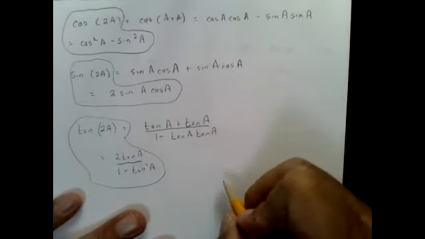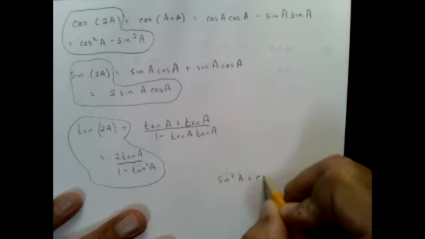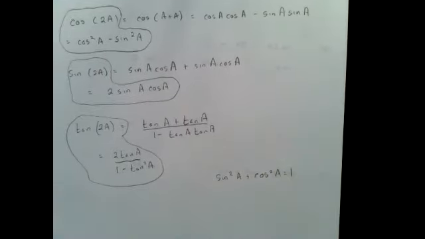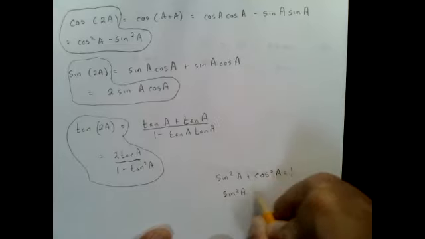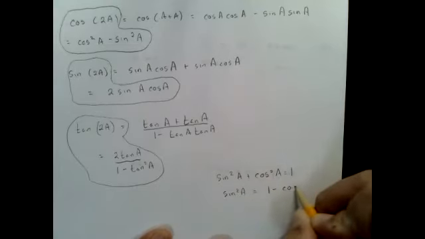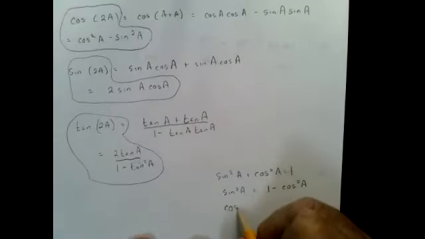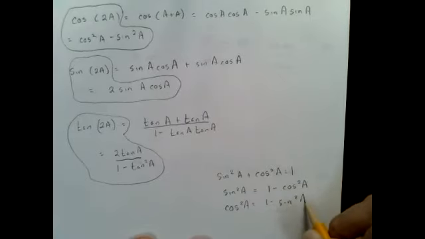So I'm going to go back to that Pythagorean identity, sine squared of A plus cosine squared of A equals 1. And I do know that I can rewrite this as sine squared of A equals 1 minus the cosine squared of A. And just the same, cosine squared of A equals 1 minus sine squared of A.